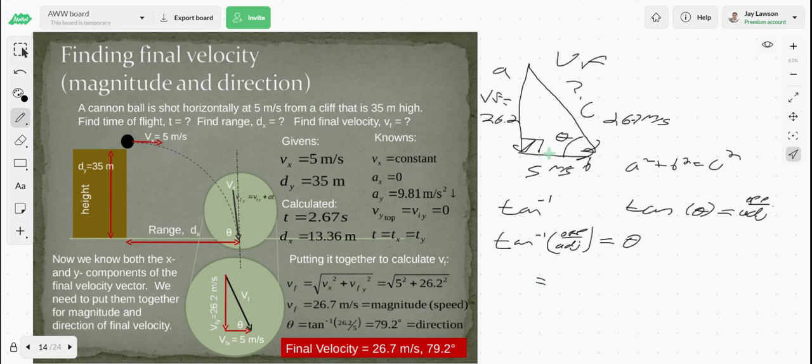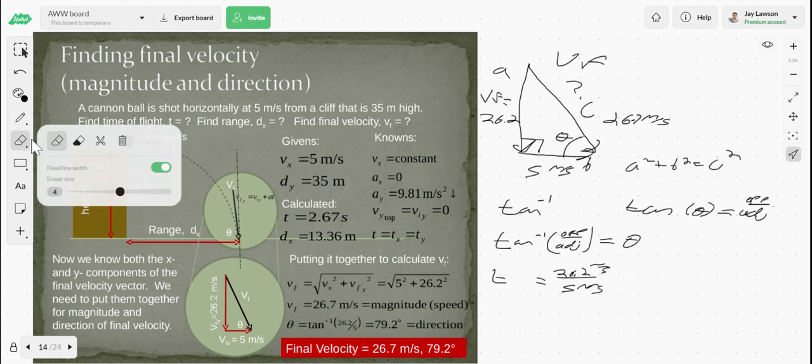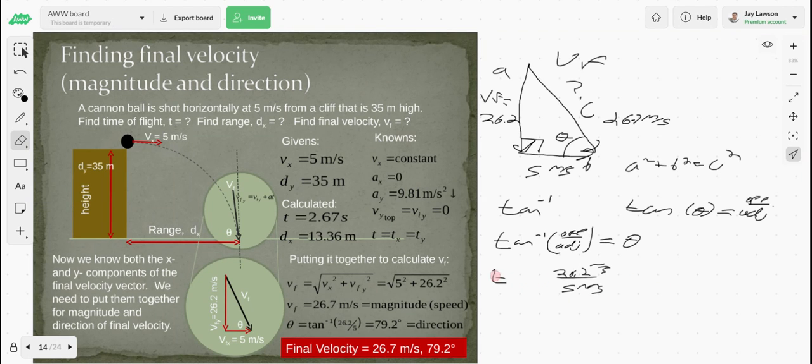So we take the opposite side of the angle, which is 26.2, and the adjacent side, which is 5 meters per second. Can't forget my units there. I wrote this incorrectly. There we go. Okay, so I'll take the tan inverse of that, and that will get me my angle.